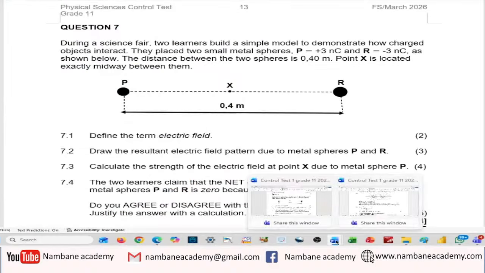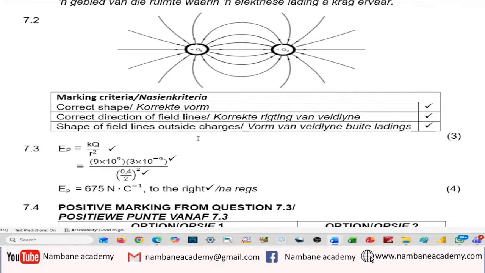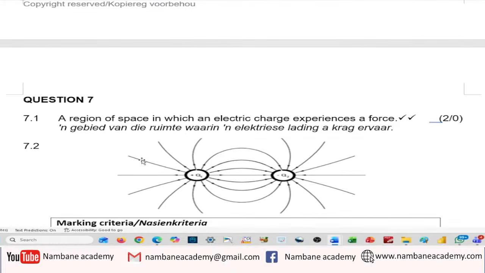Then the definition of electric field will be a region in space in which an electric charge experiences a force. Electric charge experiences a force. So electric must be there, colleagues. If learners just write where a charge experiences a force, it must be an electric charge experiences a force. That is what we had last year in December. So it is 2 or 0.